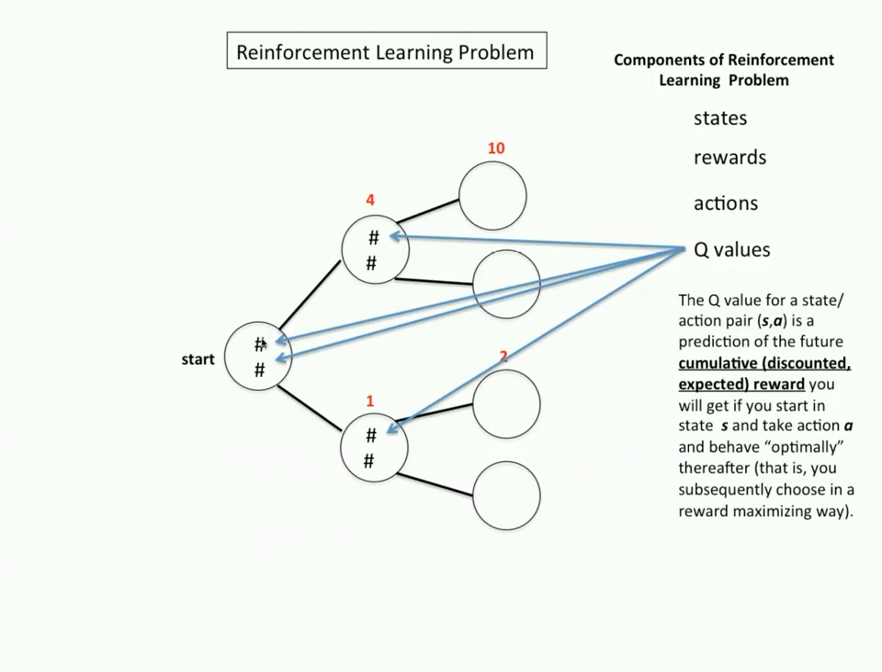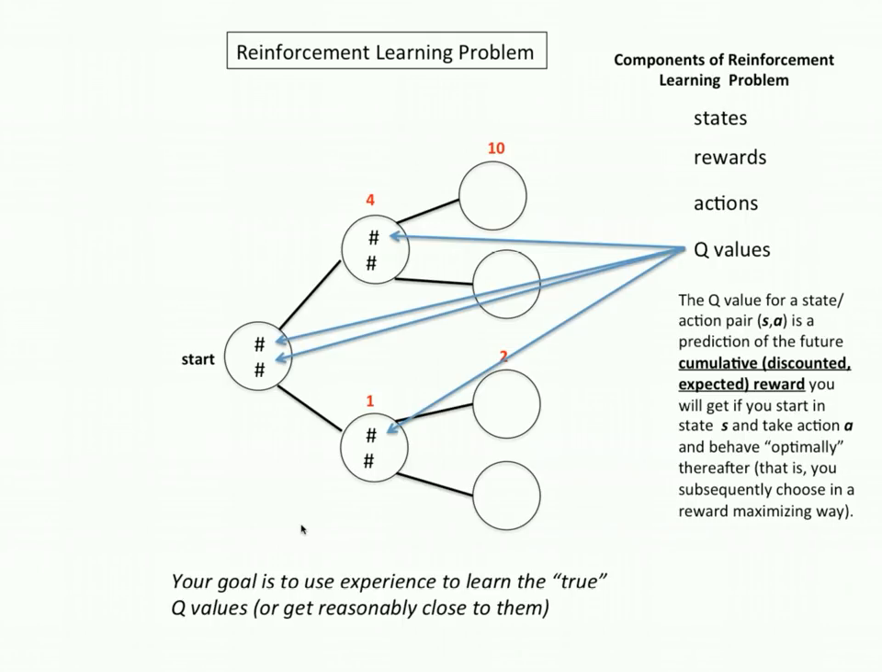In addition, Q values are predictions. The Q value for a state action pair, S, A, is a prediction of the cumulative future reward that you will get if you start in that state S and take that action and then subsequently behave optimally. That's a little bit unclear, what I mean by that, but that will become clear as we do our example. Your goal is to use experience to learn the true Q values for the problem or get reasonably close to them. Recall that was very similar to the calendar problem where your goal is to use experience to learn the true state values, V.